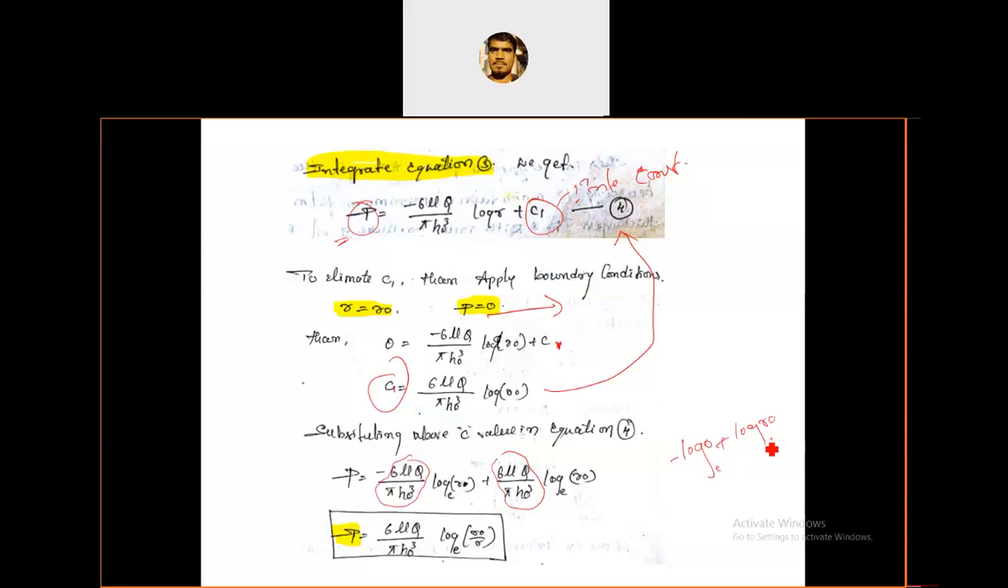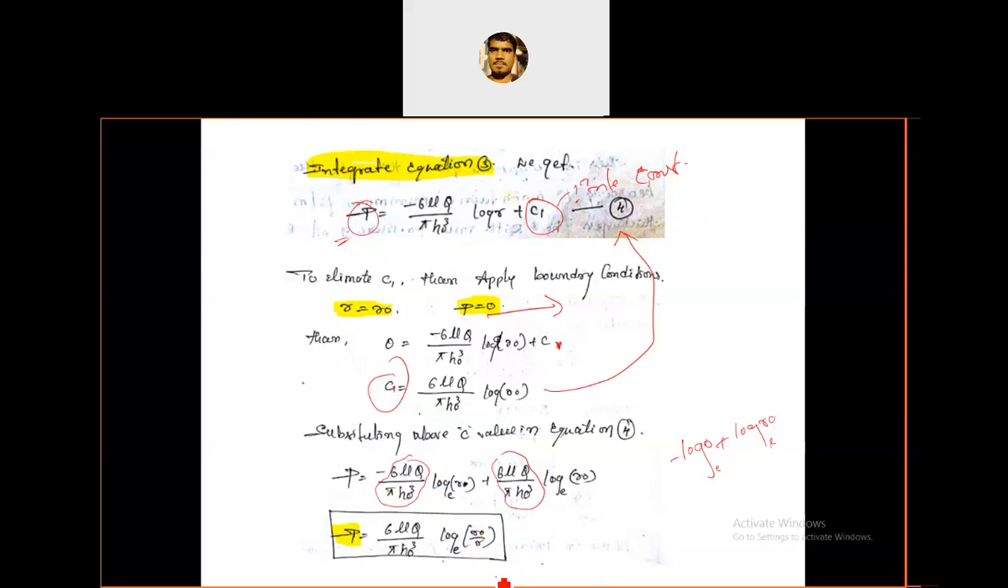Okay. So what is this like? log a plus log b. So what happens then? When log a minus log b, you can write it as log a by b. Okay. When log a plus log b, it means log a into b. You know this mathematics equation, same thing I have used here. So it becomes log r naught, plus goes up, minus goes down. Okay. So log r naught by r.